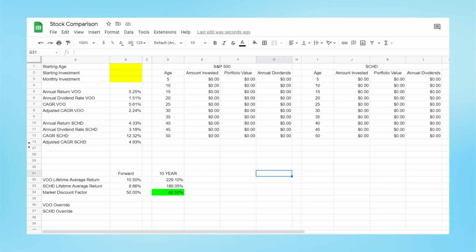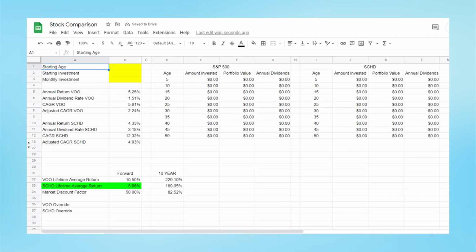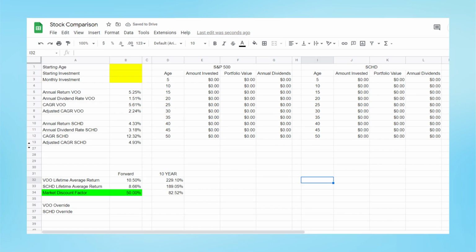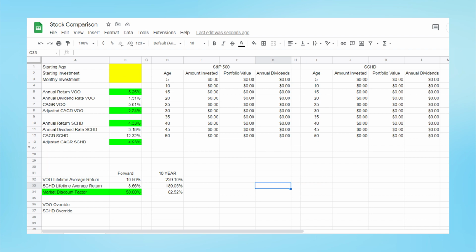And SCHD has returned an average of 82% of the S&P 500 over the last 10 years, giving us a comparative yield of 8.66%. VOO has a 5-year dividend growth rate of 5.61%, and SCHD sports a 12.32% dividend growth rate, meaning that each year you hold these investments, the dividend increases on average by that percentage. We have no idea, of course, how the market's going to perform in any given year, so I'm going to play it very conservatively since the current market outlook is generally considered dim compared to the last several years. I'm going to use a market discount factor of 50% for both return and the already risk-adjusted CAGR.